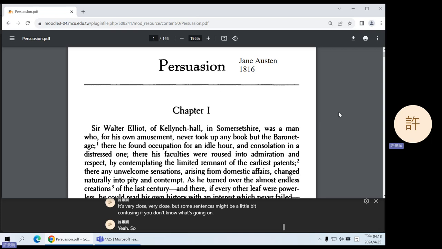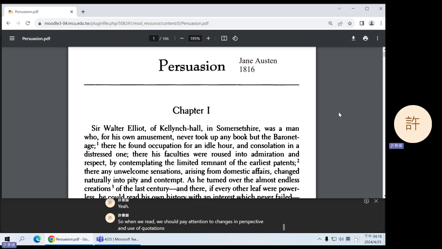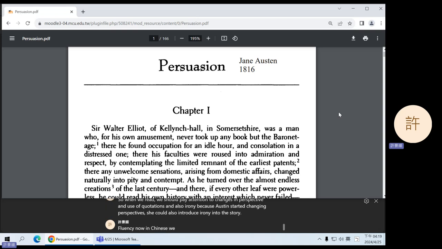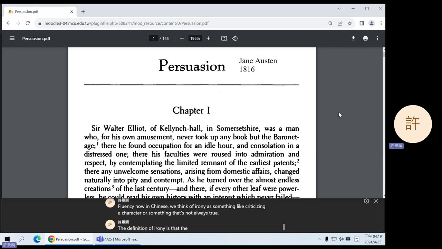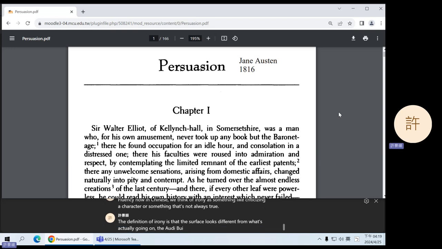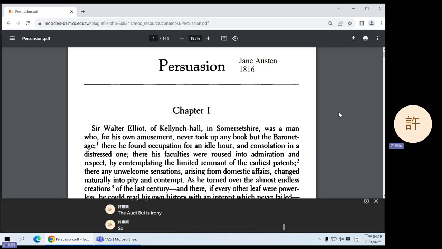So when we read, we should pay attention to changes in perspective and use of quotations. And also irony. Because Austen started changing perspectives, she could also introduce irony into the story, 讽刺. Now, in Chinese, we think of irony as something like criticizing a character. That's not always true. The definition of irony is that the surface looks different from what's actually going on. 表里不一, is irony. In fact, we see a lot of irony on the very first page.